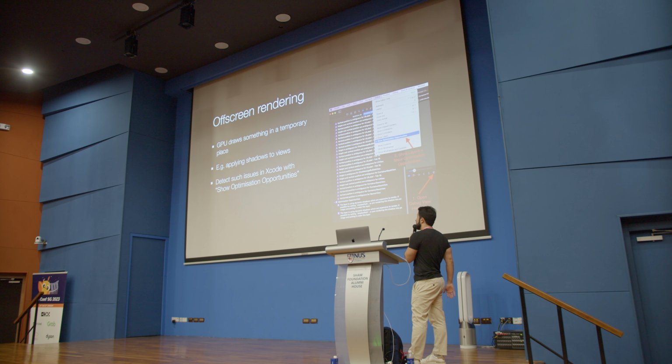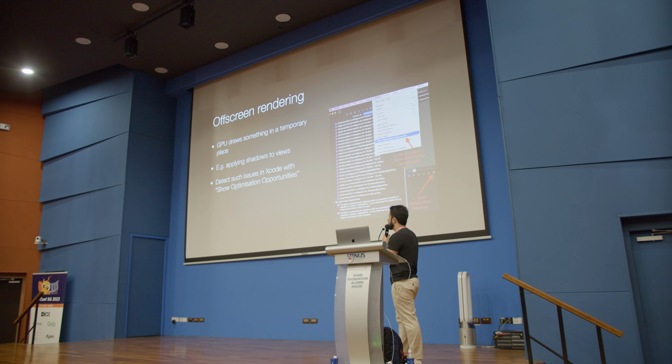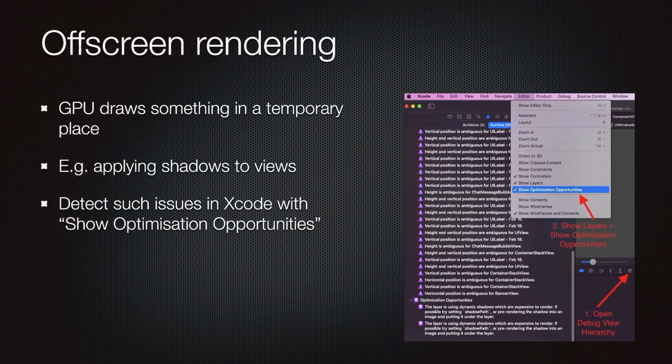Then we have off-screen rendering as a performance issue, and this happens when the GPU draws something in a temporary place. However, I will not talk about this in much detail, because Pranya, after me, will have a talk about how to draw better shadows, and she will explain the off-screen rendering part in more detail.